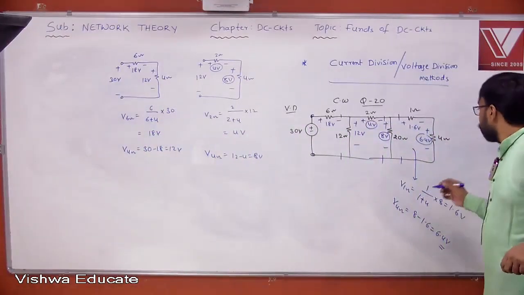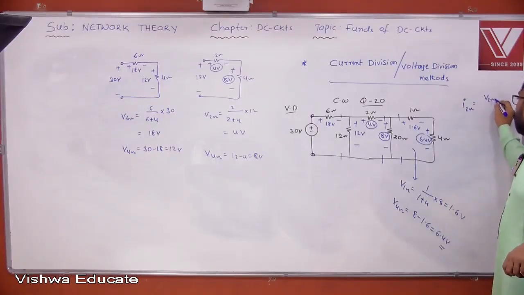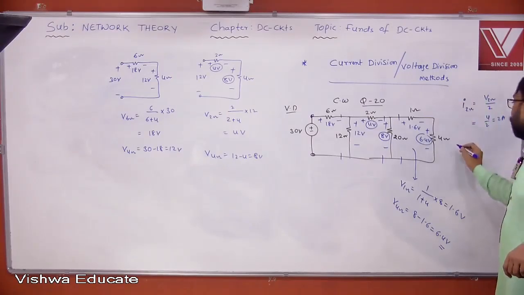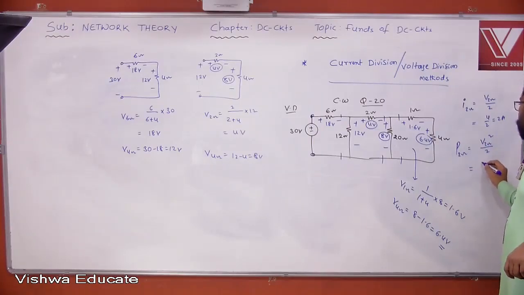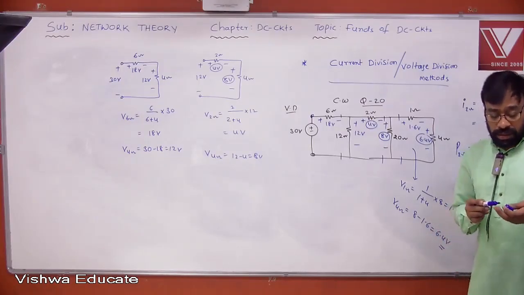And finally, the current through 2 ohm can be calculated. Voltage across 2 ohm by 2. What is the voltage across 2 ohm? 4 by 2. This is 2 ampere. I think you got the same answer in the previous case. Power of 2 ohm is nothing but voltage across 2 ohm square by 2. That is, voltage across 2 ohm is 4, square by 2. I think you got 8 watt. I think you got the same answer as in the previous case. Okay. So note down this.